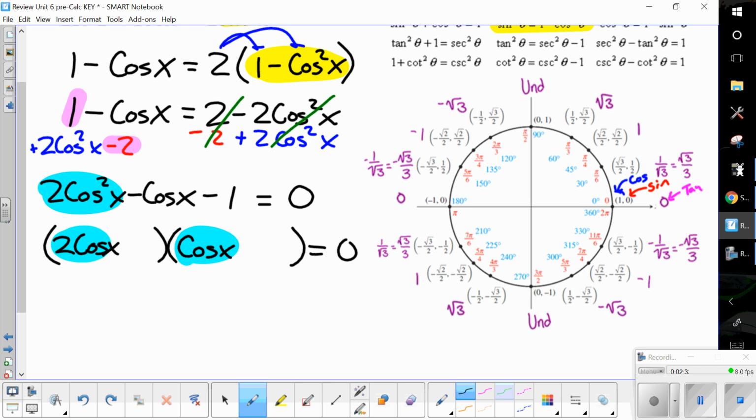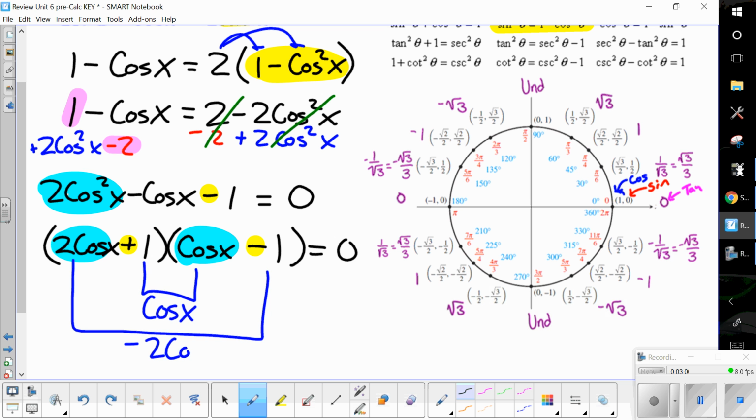I also notice that my signs, as in my positives and negatives, have to be different. So right here, it's either plus minus, minus plus. I'm going to go ahead and do plus minus. And then my last terms are going to multiply together to give me 1, and the only whole numbers that multiply to 1 are 1 and 1. Now I'll check. This is positive 1 cosine of x. This is negative 2 cosine of x. And those would combine to make this middle term, so it factors correctly.